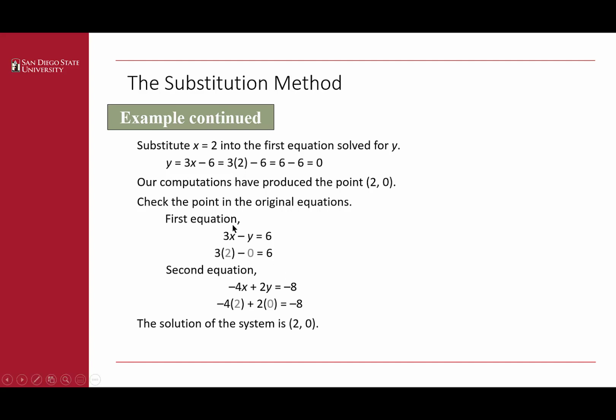Then we will check the point in the original equations. For the first equation, if we put 2 instead of x and 0 instead of y, we will get 3 times 2 minus 0, which is 6. And for the second one, we get minus 4 times 2 plus 2 times 0, which is minus 8. So the solution of the system is the point (2, 0). That's true.